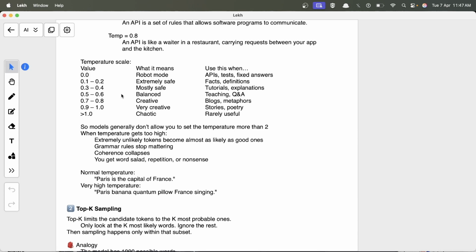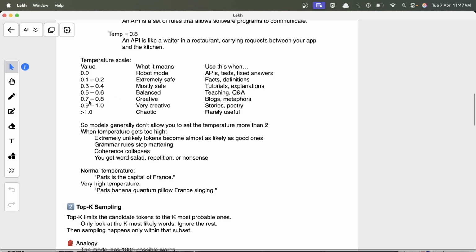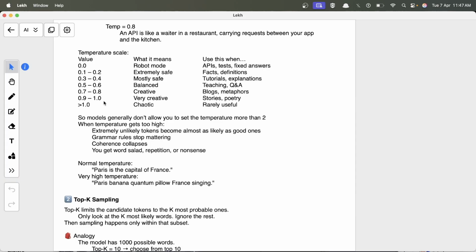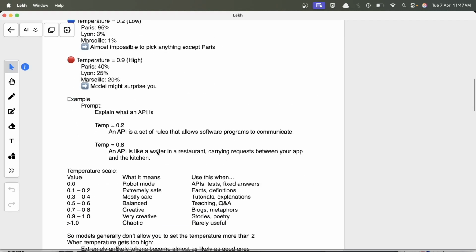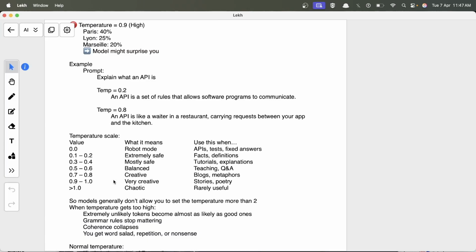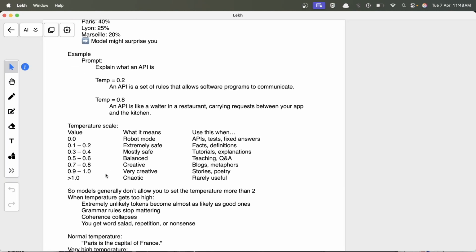Above 0.5 and 0.6, it starts to become creative. From 0.7 to 1, it becomes creative and can be used for blogs, stories, poetry, metaphors, and those kinds of things. We rarely set temperature greater than 1. Also, many models do not allow you to set the temperature greater than 1, but I think some of them allow a value of 2. There a model can become chaotic. As you increase the temperature, the distribution may vary randomly, so you might get unexpected answers if you set the temperature to a very high value. That's why most models do not allow you to set the temperature more than 1 or 2 using APIs.